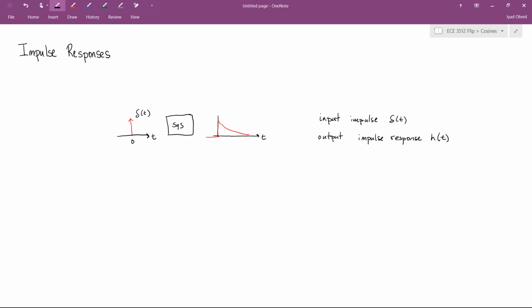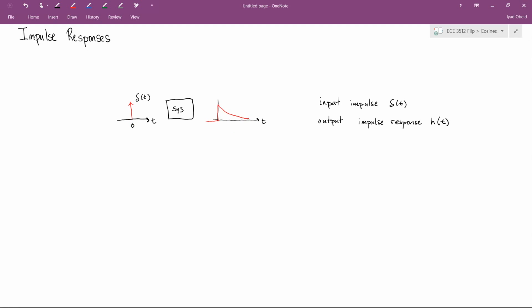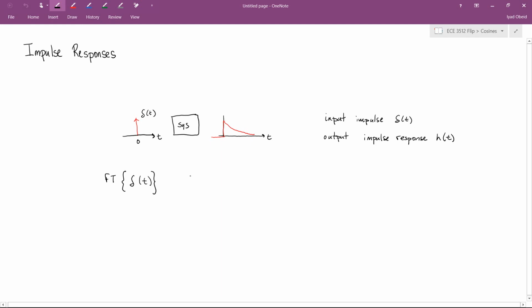So let's take a minute to think about what this means. If we were to take the Fourier transform of the impulse, okay, so let's think about this from a frequency perspective. So let's say we want to take the Fourier transform of the impulse. Okay, so what frequencies am I putting into this system when I apply an impulse? Well, we learned earlier in the semester that the Fourier transform of an impulse is actually the constant 1.